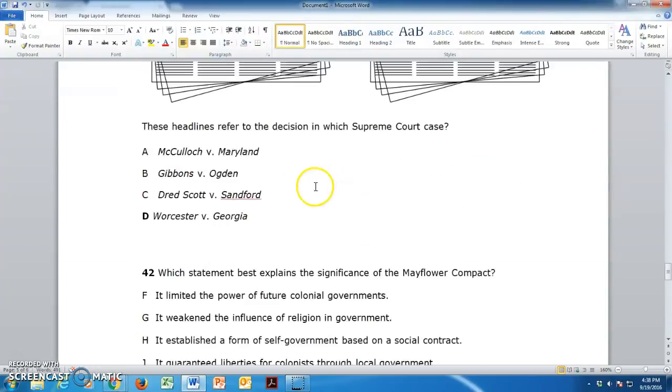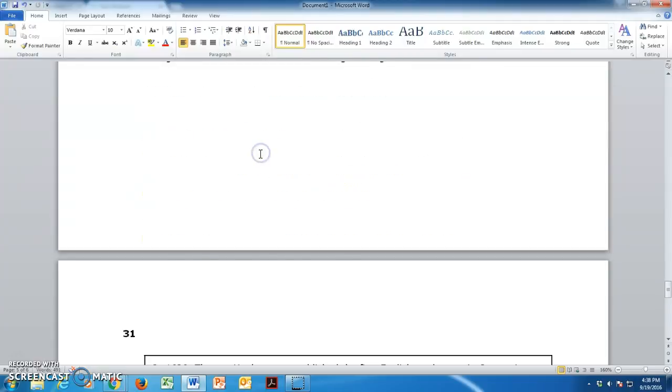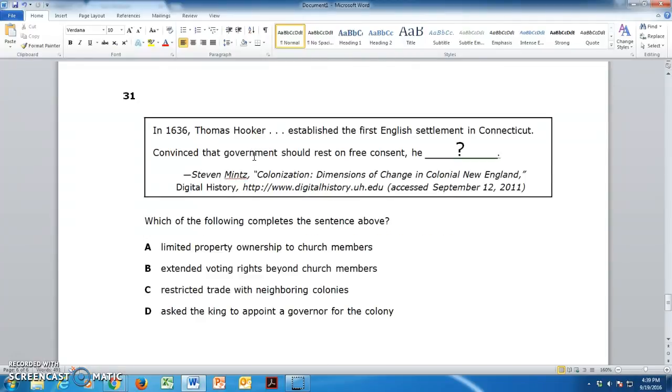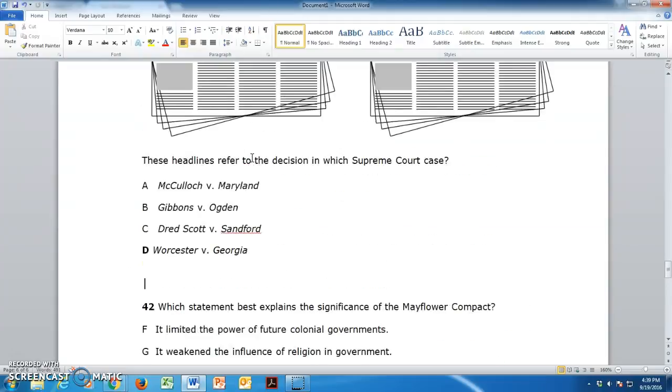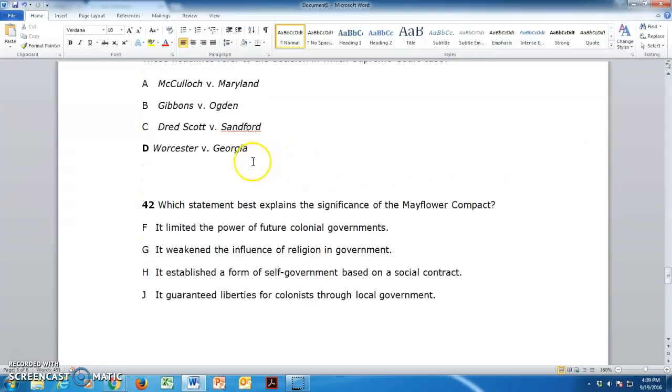Alright, we have 2 more left. You guys should be able to do 42 on your own, I think, and 31 on your own. So I'm going to read them for you guys, and on your worksheet I'm going to have a place where you guys can write what you think the question is. Let's see how good you guys are at this.